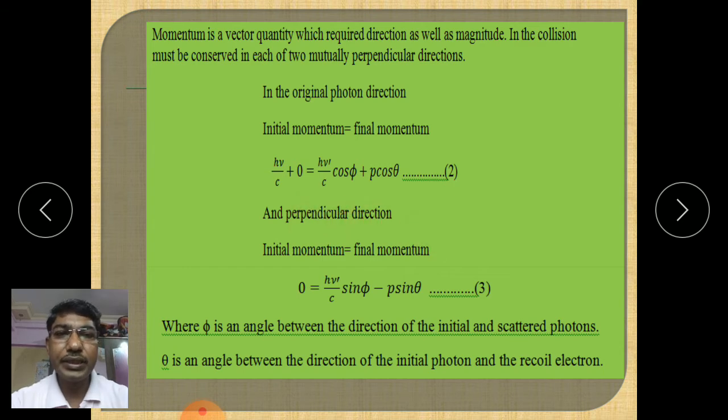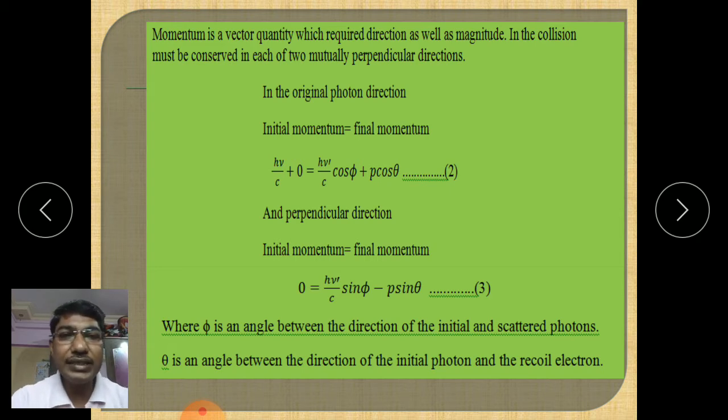And then you have to see the perpendicular direction. In the perpendicular direction, the initial momentum of the incident photon and the rest electron will be 0, equal to final momentum h nu dash upon c sin phi, the scattered photon's momentum in the perpendicular direction, minus p sin theta, the momentum of recoil electron in the perpendicular direction. Here there is a minus sign because scattered photon momentum and recoil electron momentum are opposite in direction.